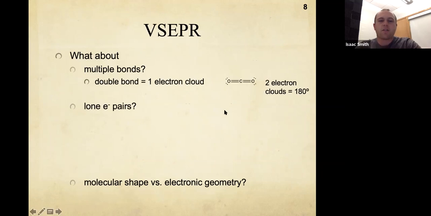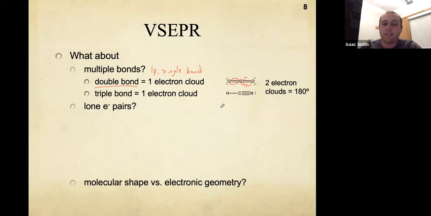Okay, so we're talking about what counts as an electron cloud. Okay, so lone pairs count, single bonds count, a double bond counts as 1 electron cloud. So this carbon right here has 2 electron clouds around it. Okay, it has this double bond, and it has that double bond. Okay, a triple bond also counts as 1 electron cloud. So this triple bond is 1, that single bond is 1, so this carbon has 2 electron clouds around it. So each of these is a linear electron geometry.